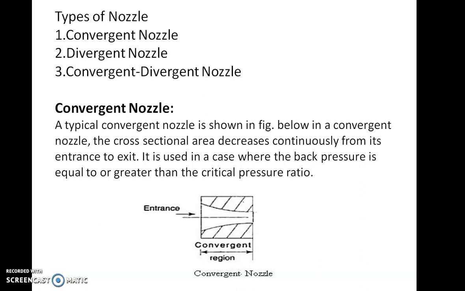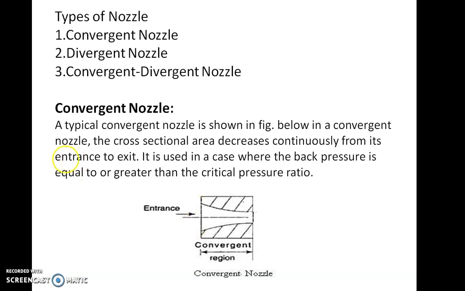So when to use the convergent nozzle and when to use the divergent nozzle depends upon the application. Suppose the pressure requirement for the application is less than the critical pressure, or it may be greater than the critical pressure, or it may be equal to the critical pressure. Depending upon that, you decide whether to use a divergent nozzle, a convergent nozzle or a convergent divergent nozzle. If your application is such that the exit pressure is greater than the critical pressure, then you use a convergent nozzle.